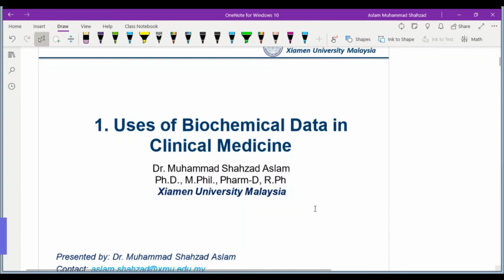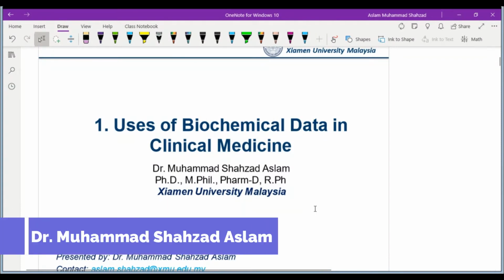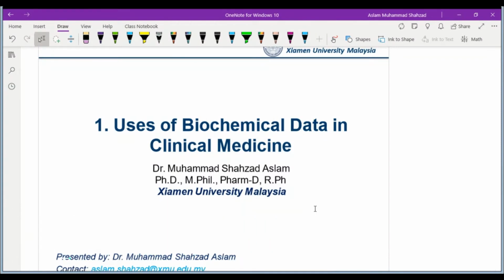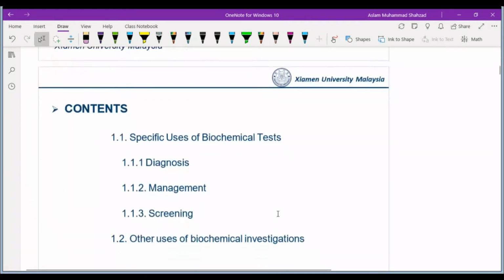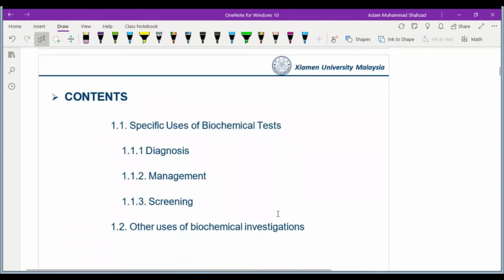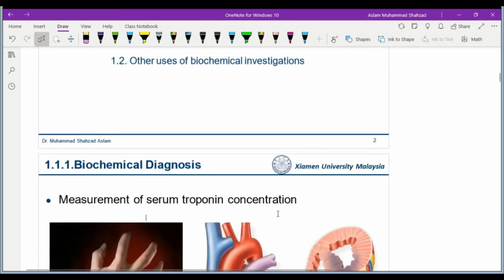Hello and welcome to our series of biochemistry, and today we are going to discuss the uses of biochemical data in clinical medicine. I have divided this topic into two main sections, and today we are going to discuss the diagnosis, which is the first section, the specific use of biochemical tests.